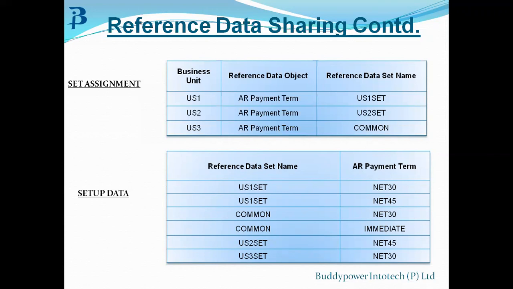Good. And what about US2? US2 has access to net 45 and net 30. And anything else? Common net 30 and immediate. Correct. Common net 30 is anyway given to US set one, and it has access to net 45 and the one which is immediate under the common set, right? And what about US3? US3 is net 30, and US3 can access common net 30 and immediate.